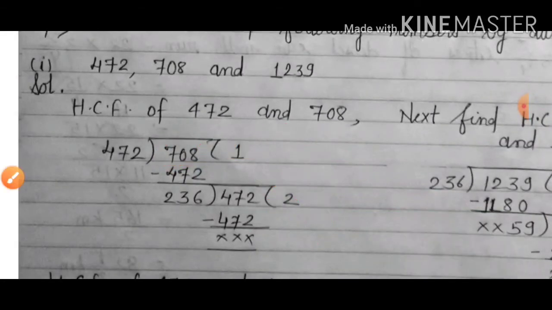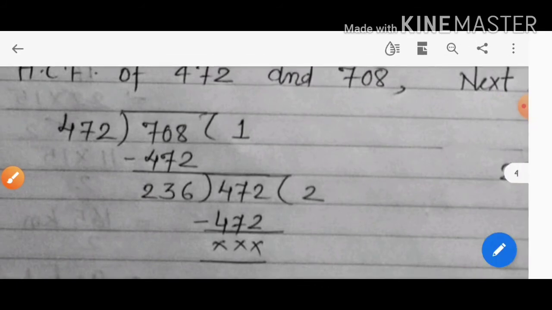So it will be 472. Now minus this. 8 minus 2, 6. 10 minus 7, 3. And 6 minus 4, 2.